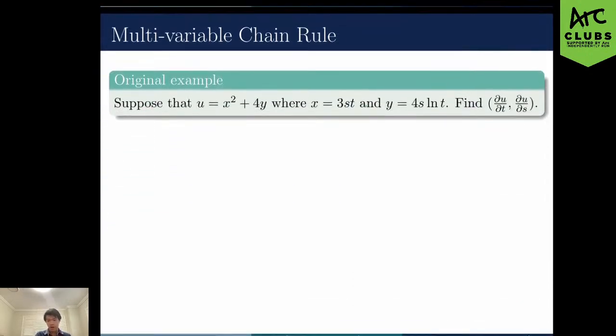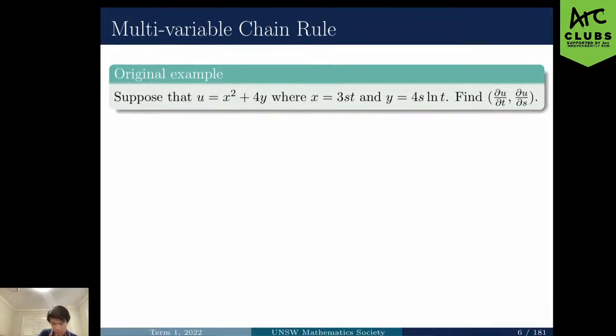Our next question is a bit more involved. It's about the multivariate chain rule, and it looks a bit more complicated, but it's not too much different. We're given u as a function of x and y. The trouble is, x and y are both defined in terms of other variables. This is kind of like our chain rule: functions of a function.